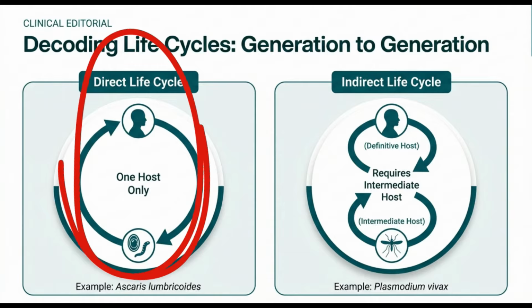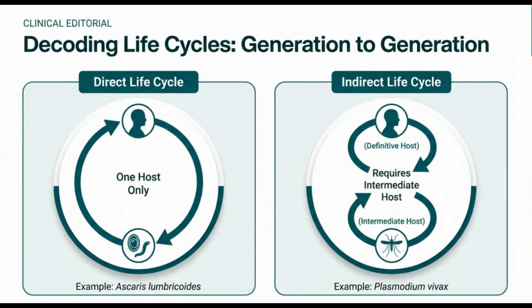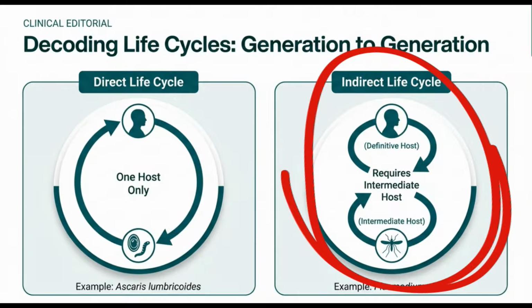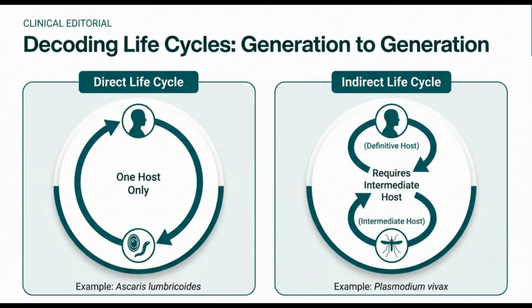A direct life cycle is pretty simple. The parasite completes its whole life in just one host, like the Ascaris roundworm. But an indirect life cycle is way more complex. It requires one or more intermediate hosts, just like we see with Plasmodium and malaria. Understanding this difference is absolutely critical because it tells us exactly where we need to intervene to break that chain of transmission.